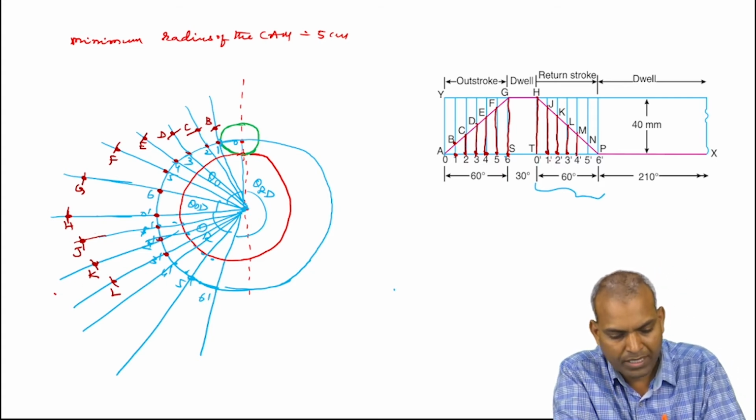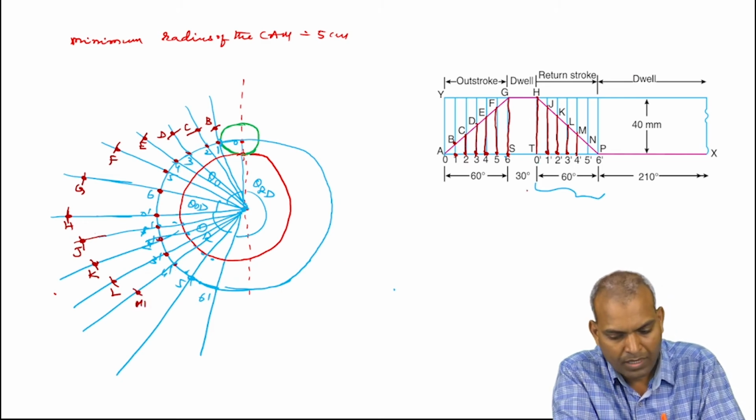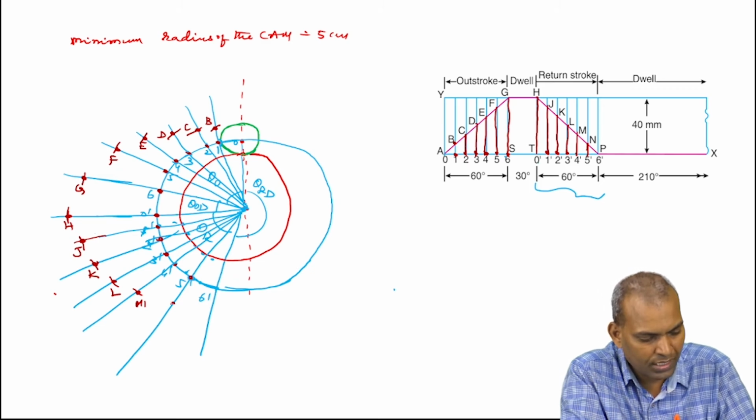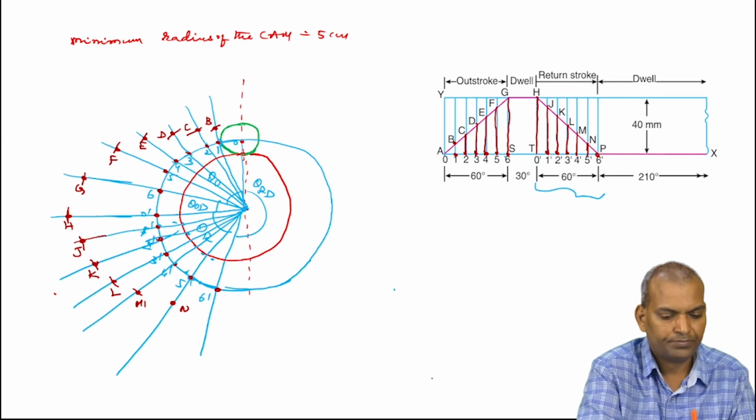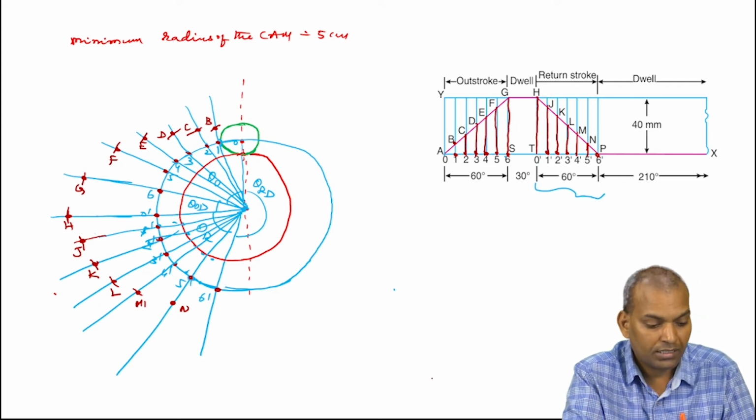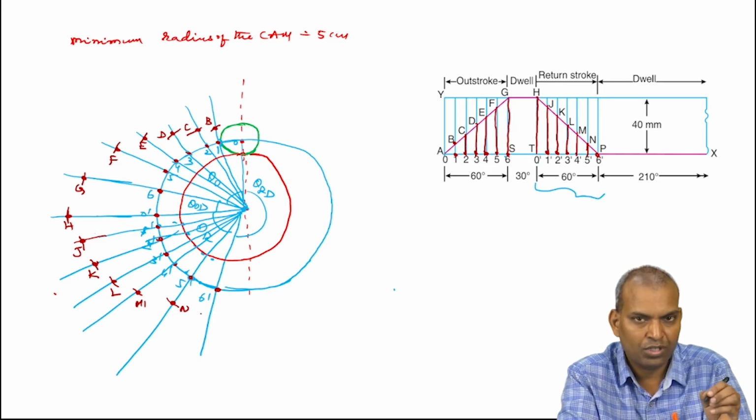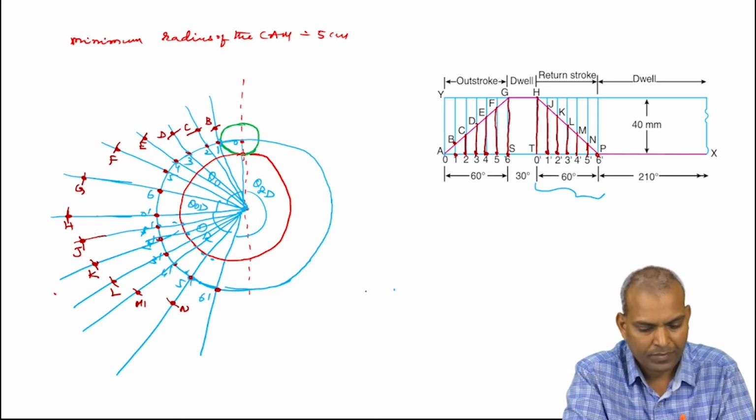Next, 4 dash to M dash, 5 dash to N, and this is the 6 dash. Then these are the centers. We have to draw the cam profile. The next step is we have to draw the rollers.